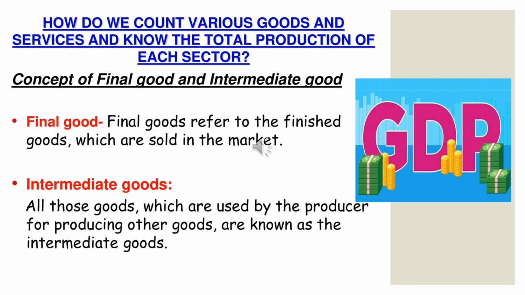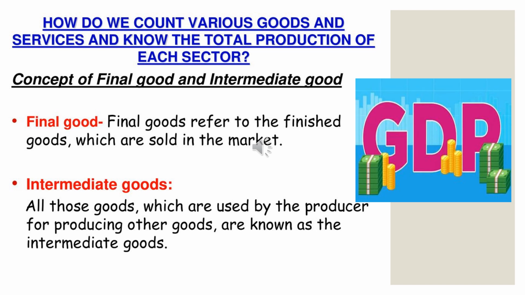In the first chapter, we had done what is GDP. GDP is nothing but gross domestic product. Gross is total, domestic is of the home itself. So the total value of all the final goods and services produced in the three sectors, primary, secondary and tertiary, is taken into account for calculating the GDP.